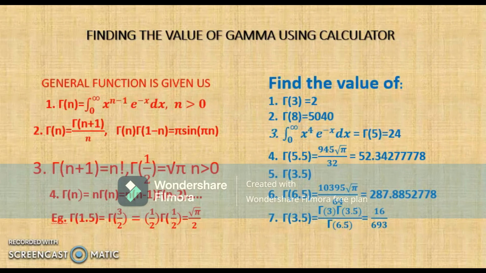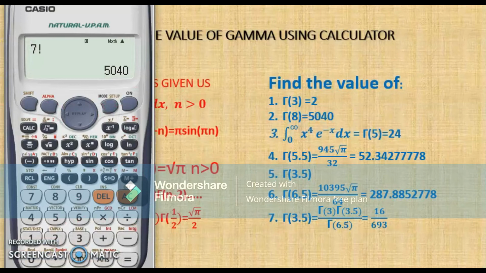But gamma of 5 we know is n plus 1 factorial, where my n is 4. So I take 4 plus 1, which would be equal to 4 factorial. So I type in 4 factorial on my calculator and hit the equal sign. That is 24.